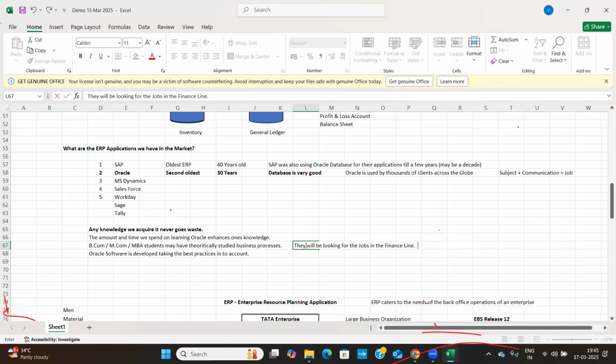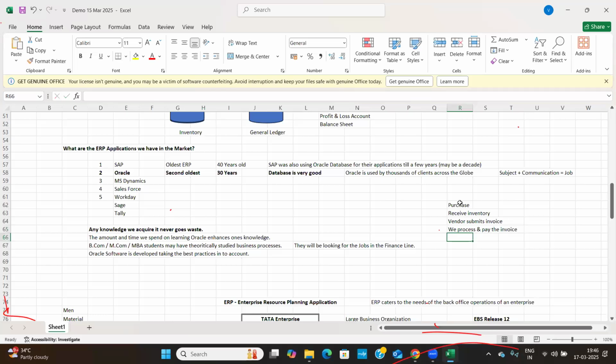What are the steps in that? First, you purchase, then you make the payment. What are the business processes? We purchase, then we receive inventory, then the vendor submits an invoice. So we process and pay the invoice. Then we get the sales orders.